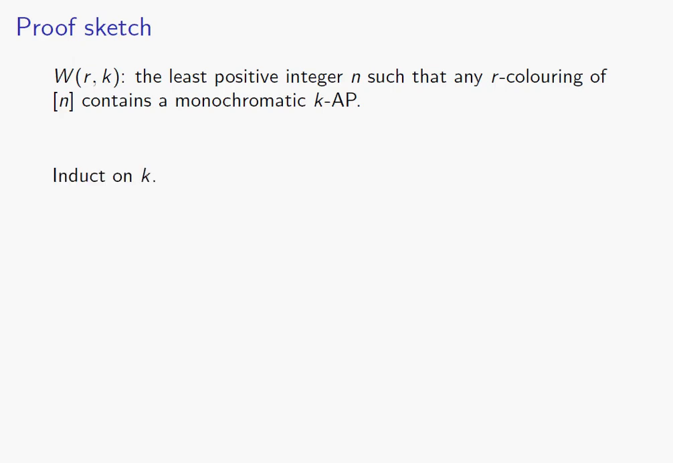The proof works by an induction on k, the length of the AP we're seeking. Let's suppose the van der Waerden numbers W of r, comma k minus 1 exist for all r, that is all numbers of colors, and some integer k at least 3.